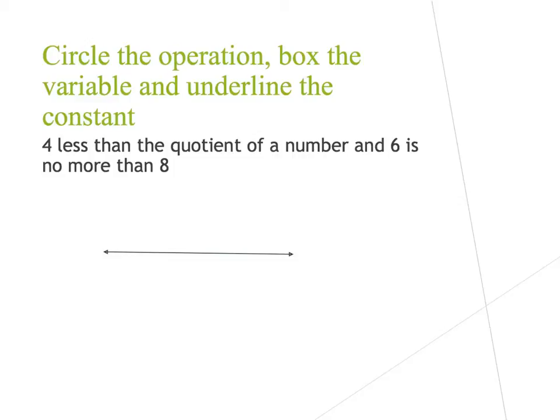Okay, on the last example, 4 less, which means the 4 is going to be underlined and the less should be circled because that's the operation. And 4 less, remember that less needs to go out in front here. So that means I'm going to subtract 4 from something, I'm not sure what yet. 4 less than the quotient, here's my operation again, of a number. Ask yourself, do you know what that number is? No, so this is what the variable is going to be. And here I'm just going to put an x on top.